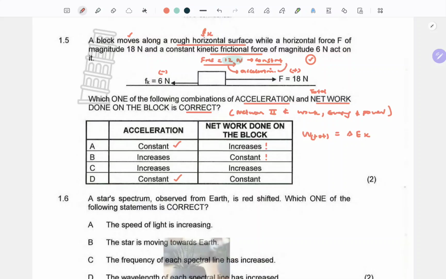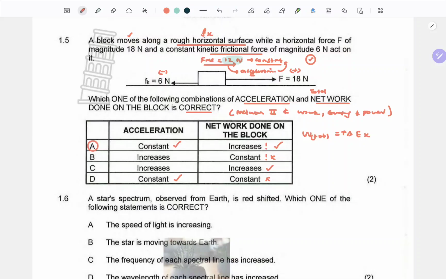And the acceleration will also be constant because the resultant force is constant. Now this means if we are accelerating, then the change in kinetic energy is increasing because the velocity at different time intervals is going to be different, but on an increasing trend. So this means the work done, therefore, if the kinetic energy is going to increase, it increases. And it is certainly not constant. So which ticks all the boxes is option A.